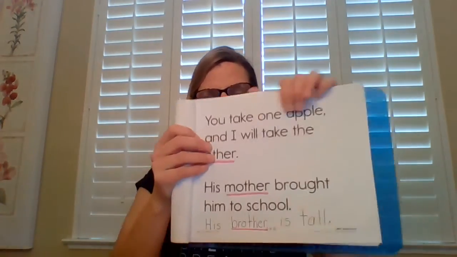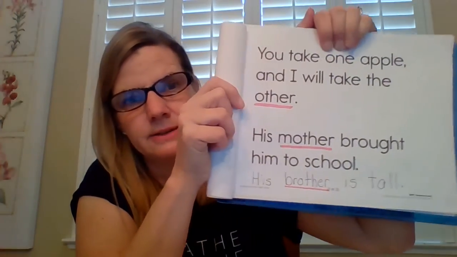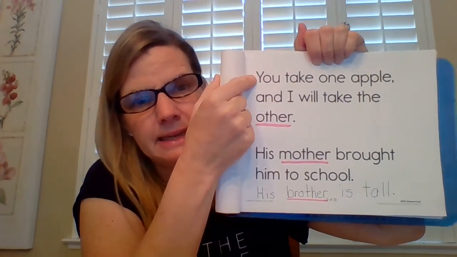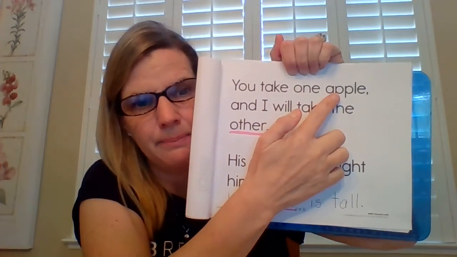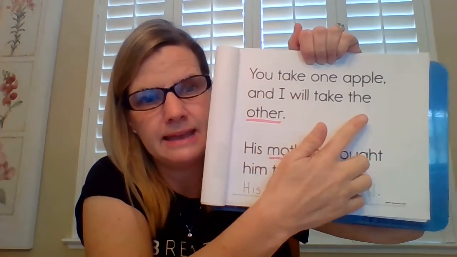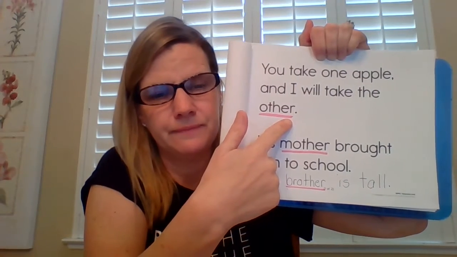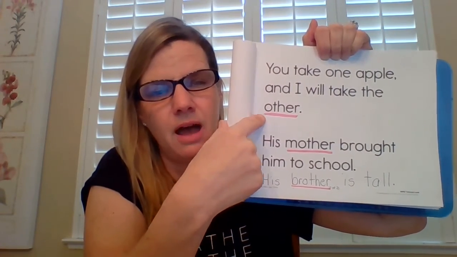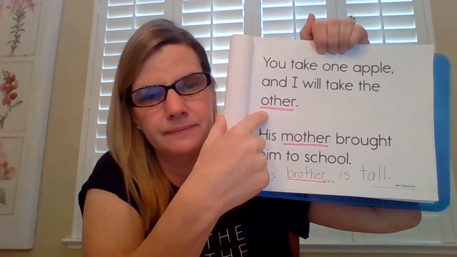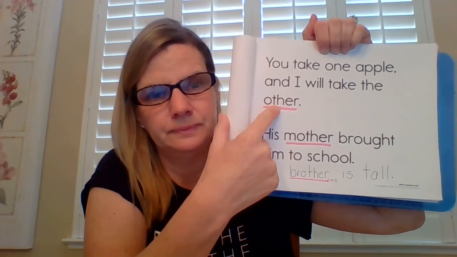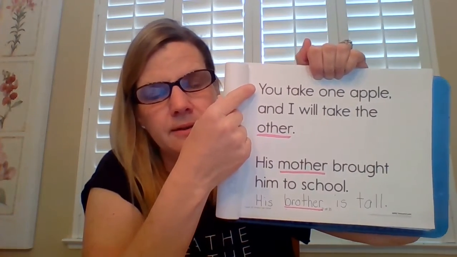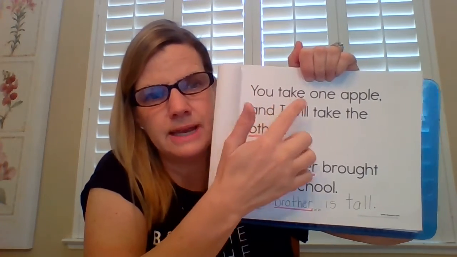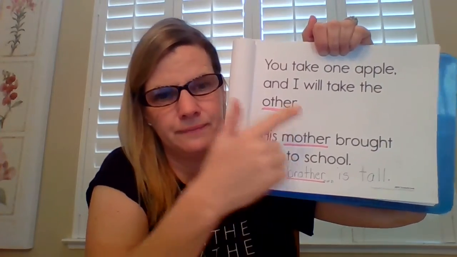Okay. We have three new sight words. I underlined them in our sentences. Listen. You take one apple and I will take the other. The sight word is other. Read, spell. Read with me. Ready, read. You take one apple and I will take the other.